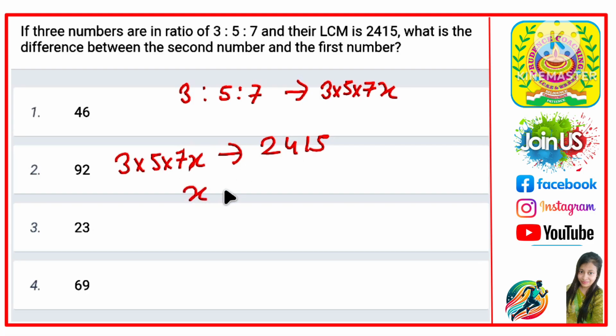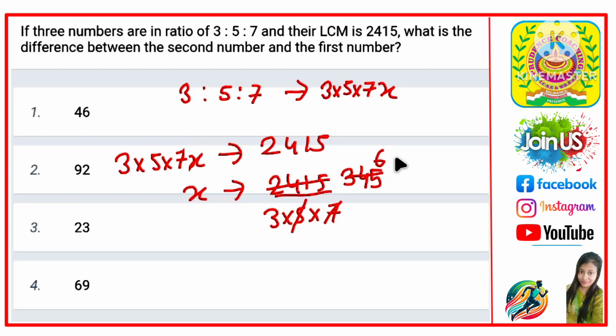From here we can find out x, that is the HCF. Threes are 9, so we are getting x as what? We are getting x as 23. So the numbers are 3x, that is 3 into 23, 5 into 23 and 7 into 23 respectively.